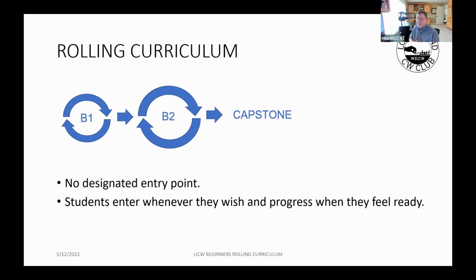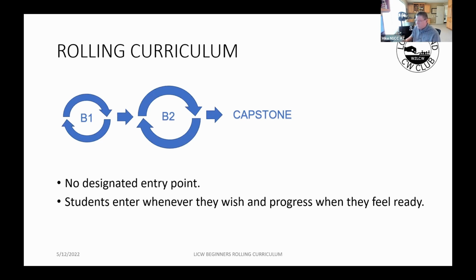And after beginner's two, we have a capstone module, which is the culminating portion of the beginner's curriculum. And capstone lessons can be thought of as a combination of what we're doing today in B1, B2 review, and in the QSO protocol classes.